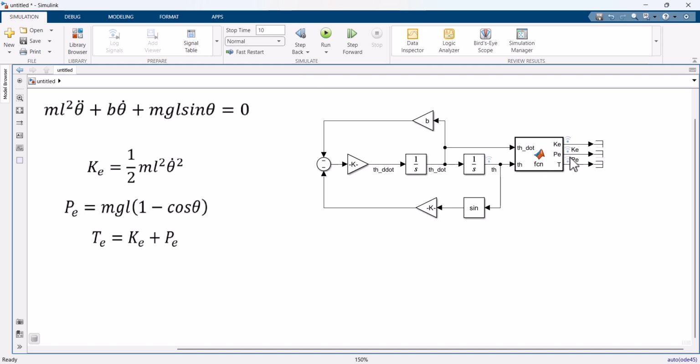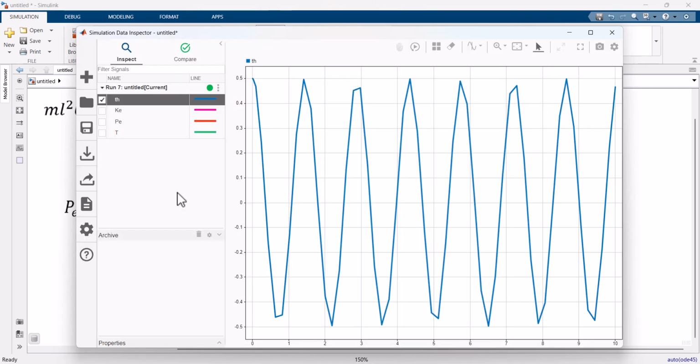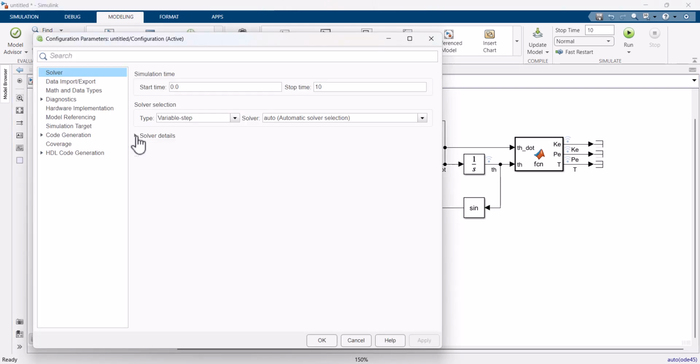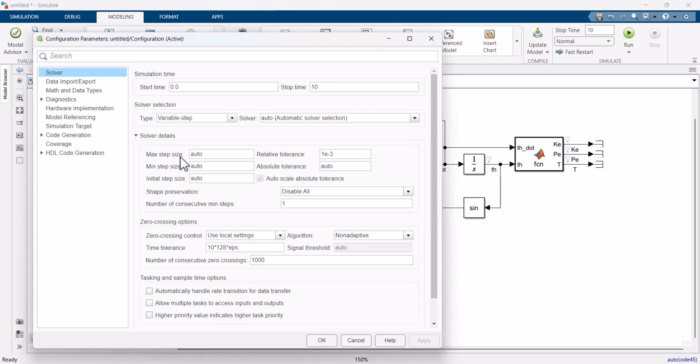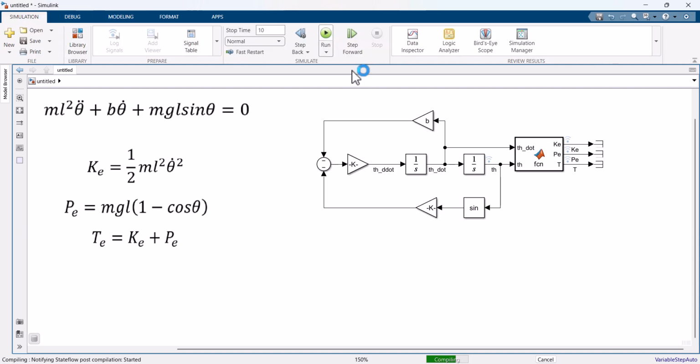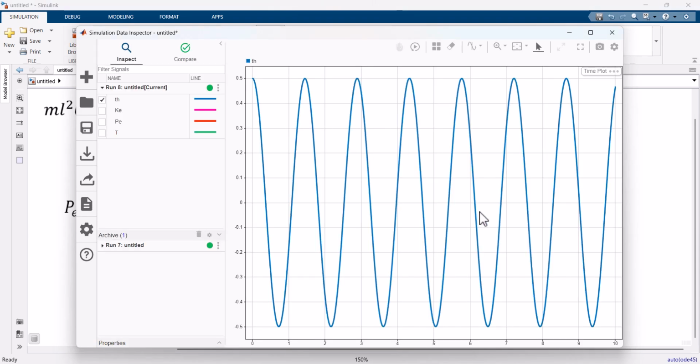Okay, I've run it, and to see the logged results, I can click over here on any of these signals, or I can click on this data inspector. Okay, so this is the graph I am seeing, but I can see that there are not many sample points in the simulation. So I'm going to close it and then go into the model settings. And in the solver details, I'm going to change this maximum step size to 0.001 and click OK. Now simulate it once again and open the data inspector. Now the graph looks quite smooth.